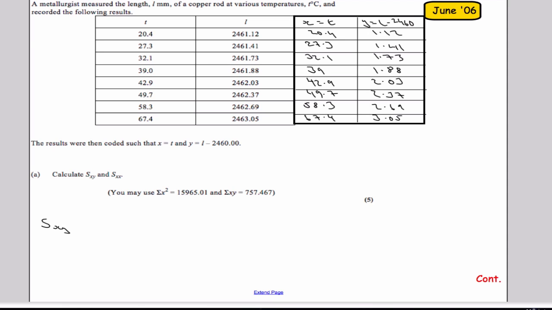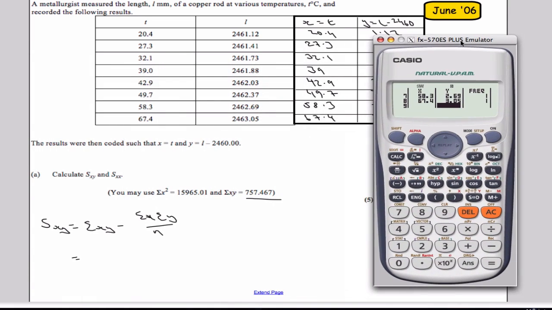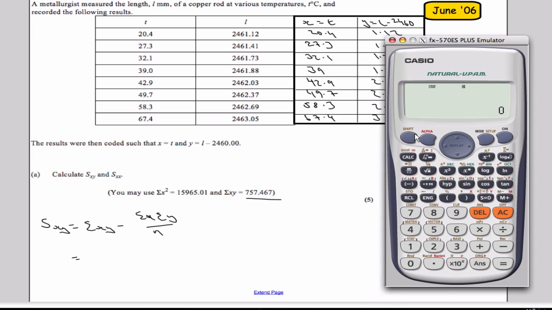Well, SXY equals sum of XY minus sum of X times sum of Y over N, which in this case is 8. Okay, we've got the sum of XY, which is this value here. I don't have the sum of X and I don't have the sum of Y. So because this question is a little bit continued, I'm going to plug these values into my calculator so that I can save myself a bit of time. Okay, great. So I've got the values plugged into my calculator there. So let's just use the calculator to do all the hard work.